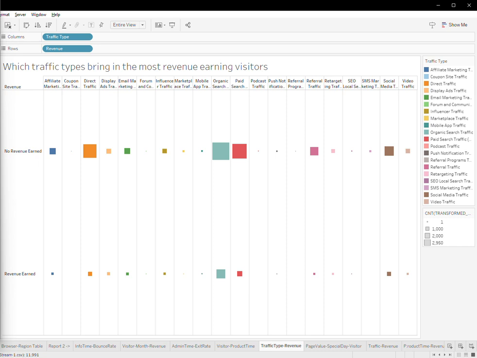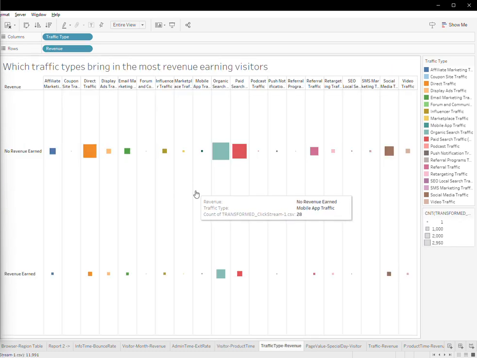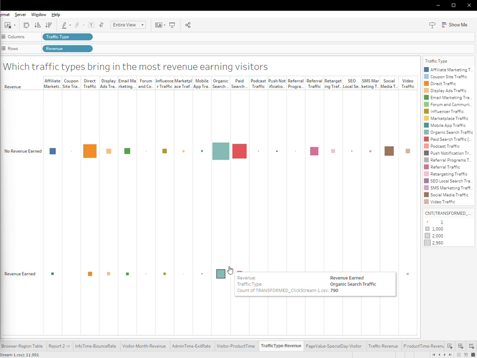I can see that the organic search, paid search traffic, and direct traffic bring visitors with the highest time spent on product pages, which tells me that these traffic types are the most effective at bringing in interested visitors who have potential to make a purchase. The heat map shows that organic search traffic and paid search traffic bring in the most transactions. These traffic types are the most effective in bringing in the largest volumes of meaningful traffic or visitors interested in the web page's products, spending the most time browsing and being more likely to make a transaction. Knowing this, I know that these traffic types should be invested in more to attract more desirable visitors.